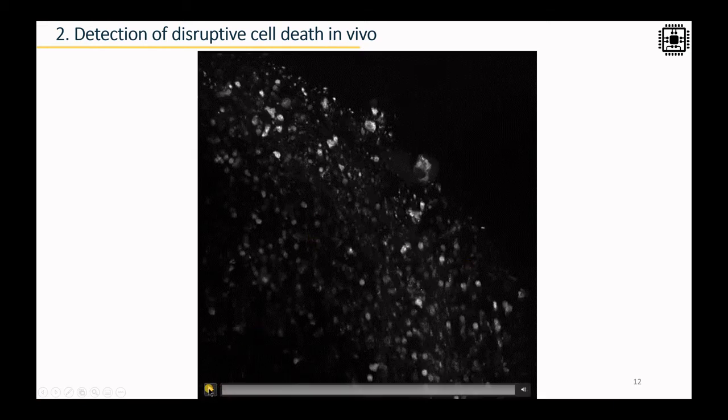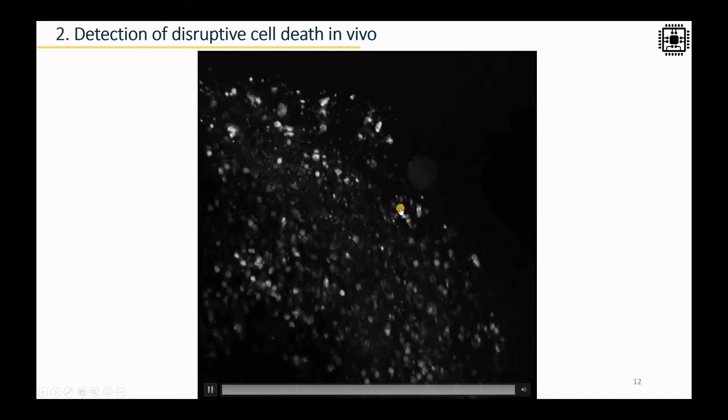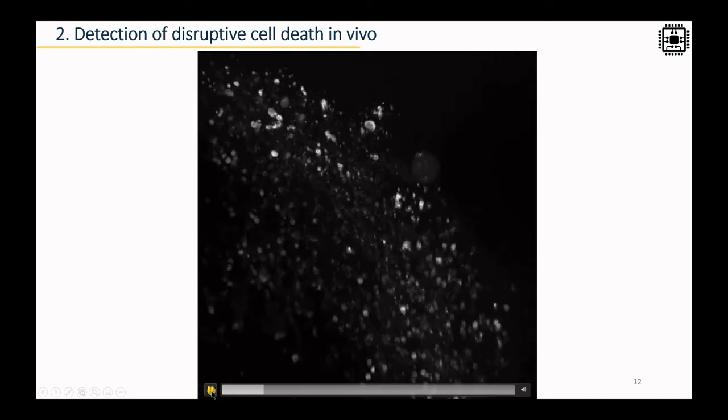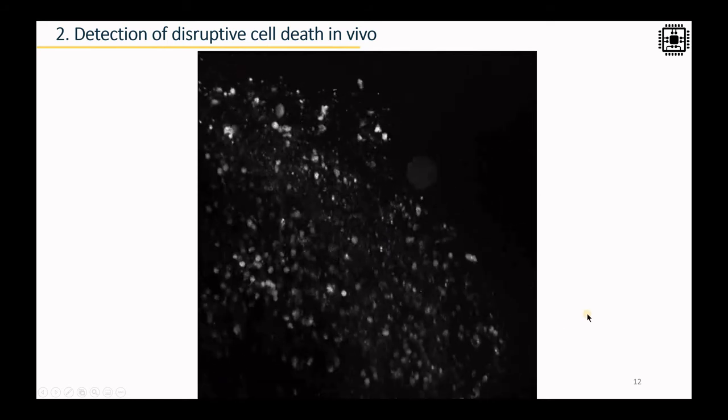This is the output of our method. You see here it detected a cell undergoing disruptive cell death. I play it again, and you can see the cell that disrupts and forms some debris.